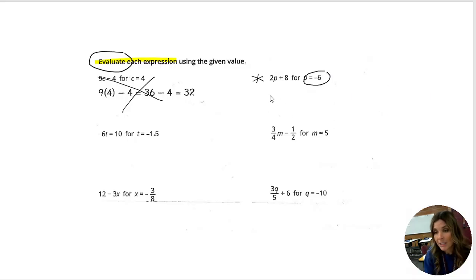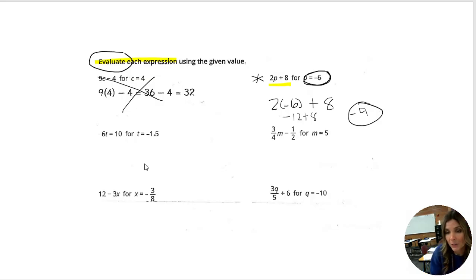So if your expression is 2 times p plus 8, and you're evaluating for p equals -6, what you do is you take that expression, you write it just like it is, but instead of p, you're going to substitute that with the given value, and now you're going to figure out the answer to this expression if you let the p be equal to -6. So now you just simplify. 2 times -6 is -12. -12 plus 8 is -4, and that is our final answer.